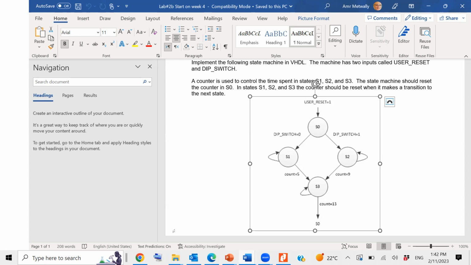It is a little bit tricky with the counter, but you need to concentrate and work on it.